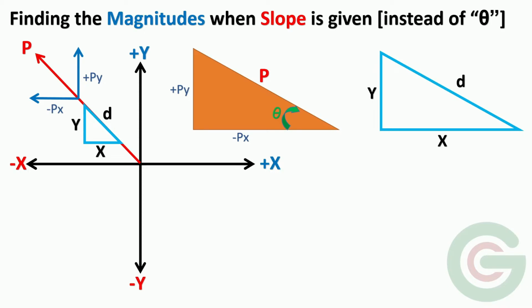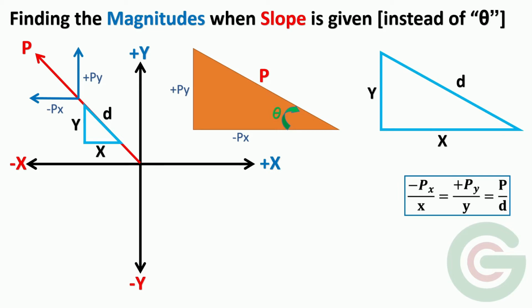Here we can say that Px and Py are the force components of P, whereas x and y are the distance components of D, which will be similar in proportion, and hence we can equate the ratios as minus Px by x equal to plus Py by y equal to P divided by D. From this equation, we can find anything that is required to find.